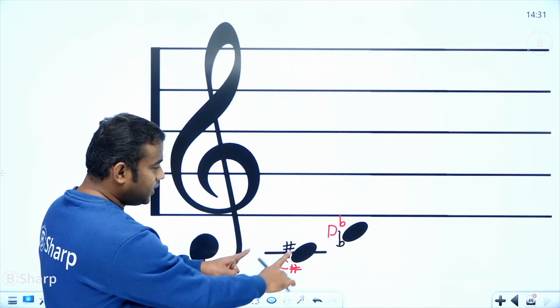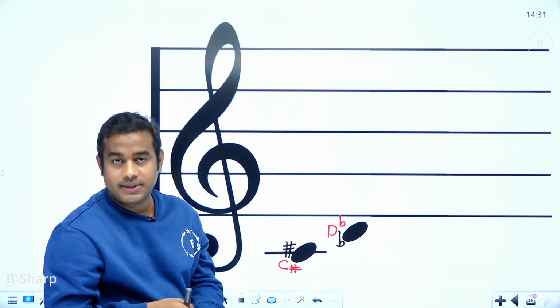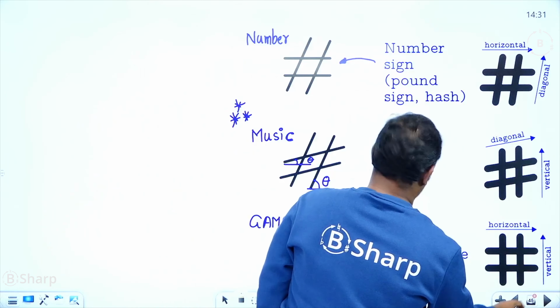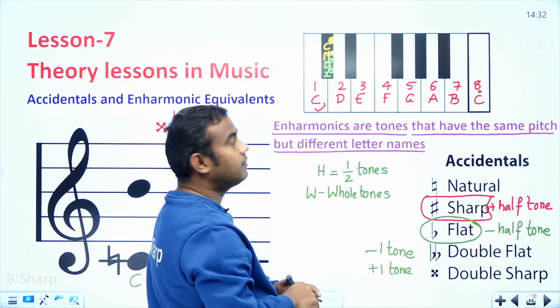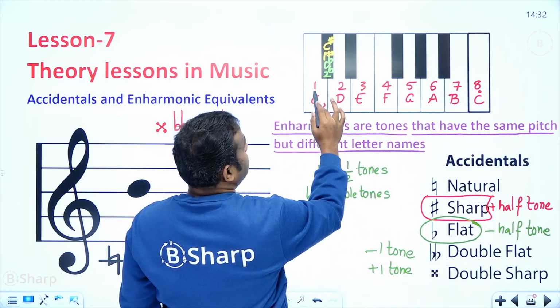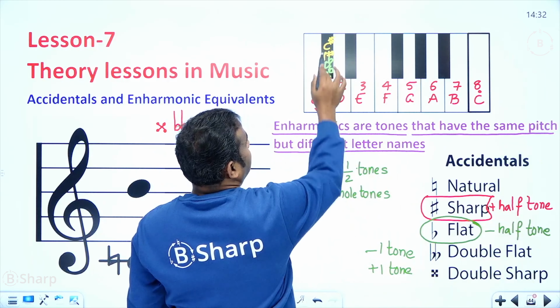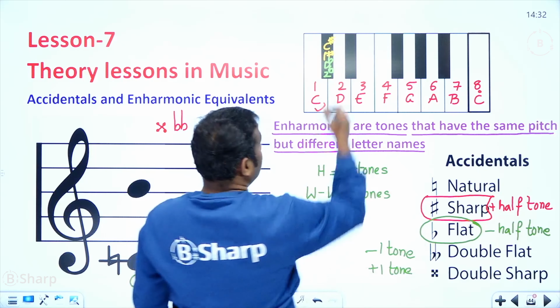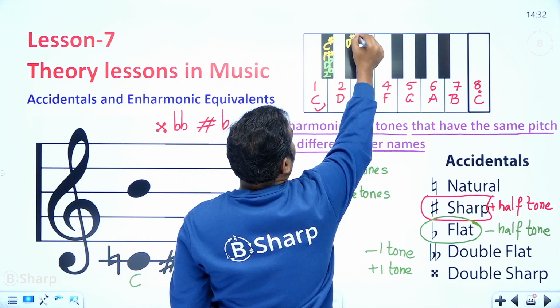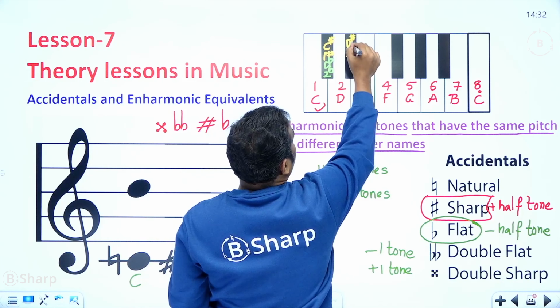Okay, so this C sharp and D flat are almost the same tones. If you look at the piano diagram itself, you can easily understand that the C sharp or D flat are going to have the same key. Likewise, the D sharp, or else a 2 sharp, the F sharp, or else the 4 sharp, then G sharp, or else a 5 sharp, then A sharp, or else a 6 sharp.